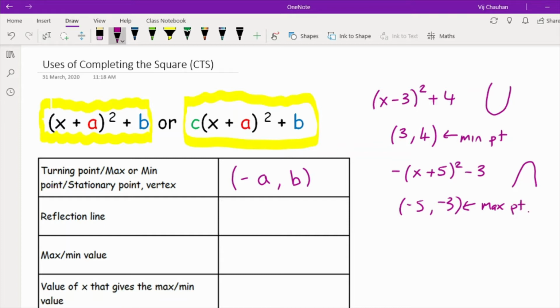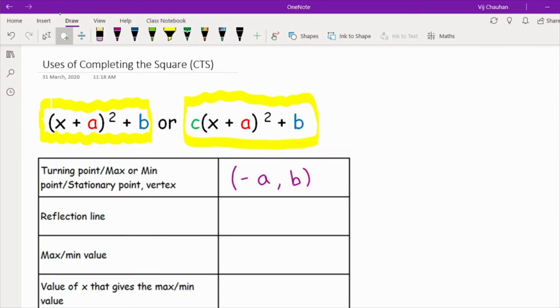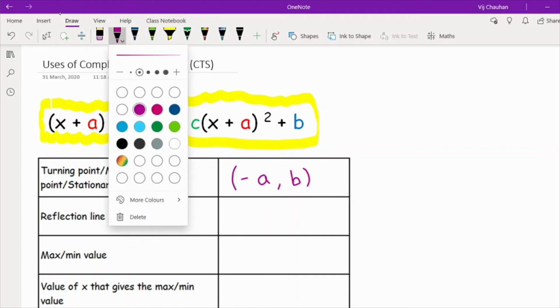Now moving on to the reflection line, well, that kind of makes sense if I put it in a diagram. So if you just bear with me. So if we were to draw a diagram again, and let's go back.